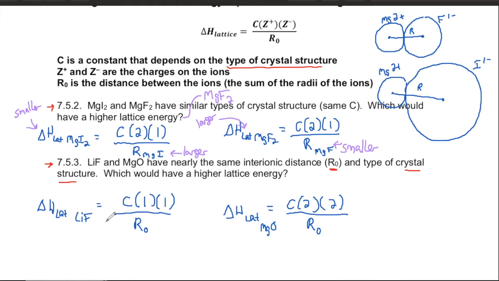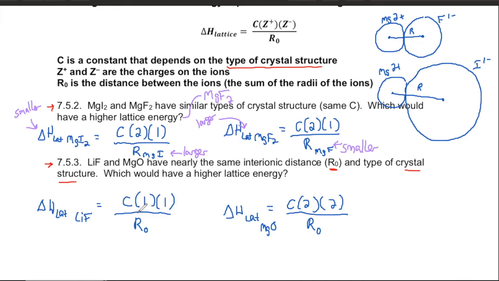So let's compare lithium fluoride and magnesium oxide. This time I've just written R0 as the interionic distance. We're told that it's pretty similar for both of these compounds. So this is not going to be the big difference between the lattice energies. Also, we're told that the C's are fairly similar. So this is not going to be where the big difference comes in.